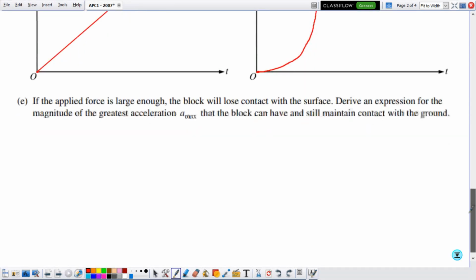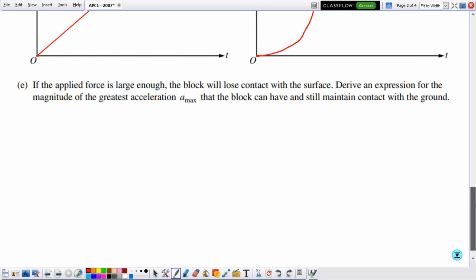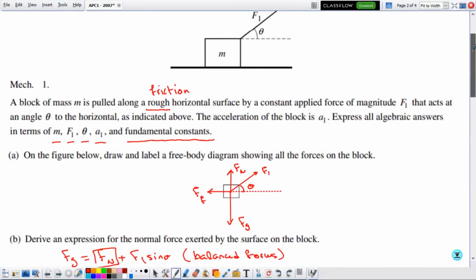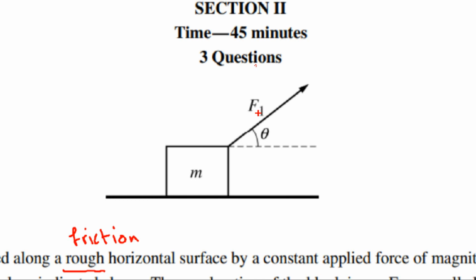And finally, in part E of this exercise, if the applied force is large enough, the block will lose contact with the surface. Let me explain that. They're saying that if F1 is large enough, the block will lose contact. Why? Because F1 has a vertical component. As the magnitude of F1 increases, this will pull the block upward, causing it to lose contact with the surface.